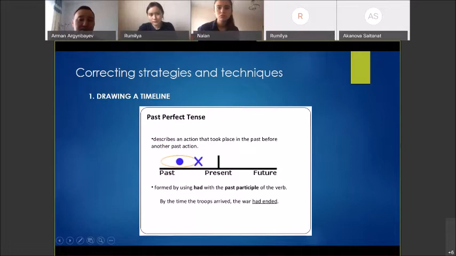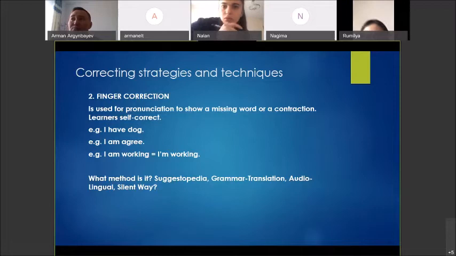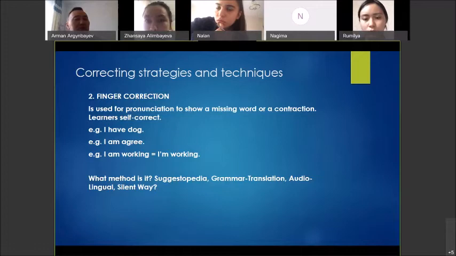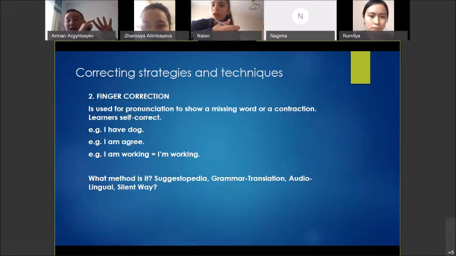Right? The second strategy is finger correction. Finger correction is usually used for pronunciation. Actually, it can be used for grammar as well. Why not? Here it's used for pronunciation, for a missing word or a contraction. Contraction means the short form, like isn't. For example, I have a dog. Students say, I have dog. I have dog, but something is missing. So you say, I have, and there is something missing, dog. So what is missing? And then you say, I have a dog.